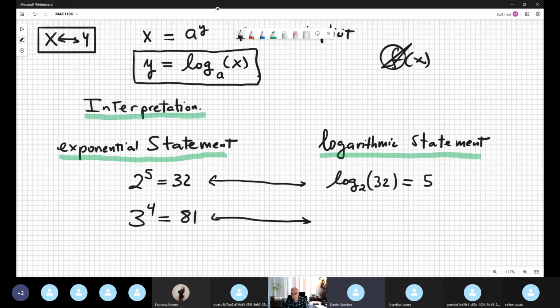Log, you put the base word, base 3. 81 equals 4. Excellent. Because you put the magic word, the keyword log, it's a logarithmic statement. The base is 3, you see, clear like water. Look at that. So this big three is this small three in this statement.